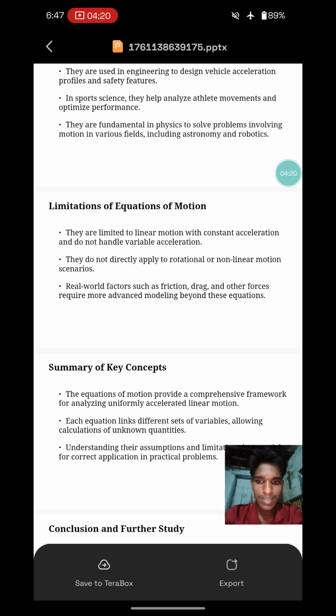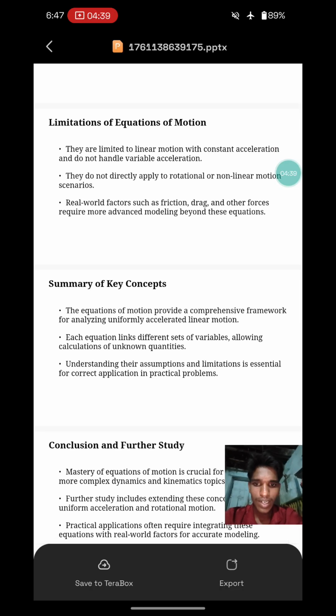Summary of key concepts. The equations of motion provide a comprehensive framework for analyzing uniformly accelerated linear motion. Each equation uses different sets of variables, allowing calculation of unknown quantities. Understanding their assumptions and limitations is essential for correct application in practical problems.